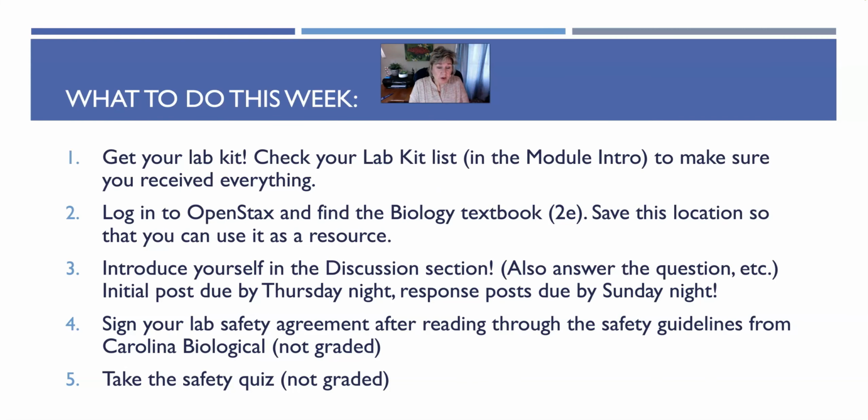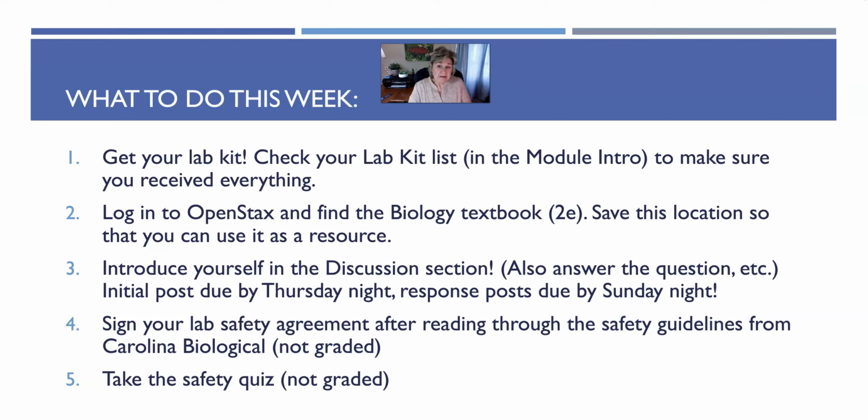Okay, first of all, get that lab kit. If you don't have it ordered, order it right away. You're going to need it the first week. So once you get your lab kit, it came to me fairly quickly, like within 2 days, I think. But when you get your lab kit, go to your lab kit list, which is under the module 1 introduction, and make sure that you have received everything that you need to have. This is important because sometimes something will be missing. So do look at your lab kit list to make sure you have everything.